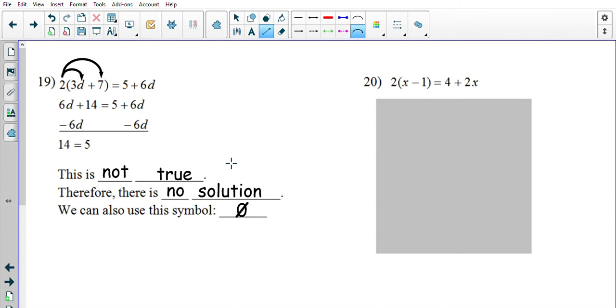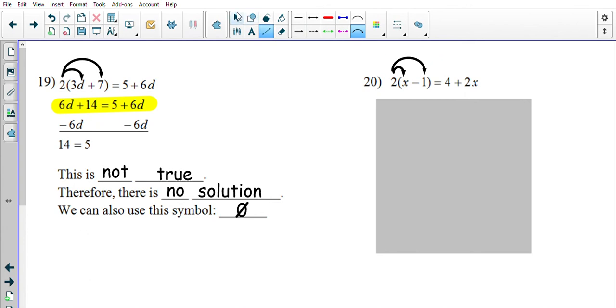In fact, there's no number that's going to make this equation true, which you might notice in this step. If we have 6d plus 14, we have 6d plus 5, they can never be equal to each other because the 6d's are equivalent. If you add 14 and you add 5, you're going to get something that's different. All right, let's try one of these. So in question number 20, we are going to distribute this 2 into the parentheses.